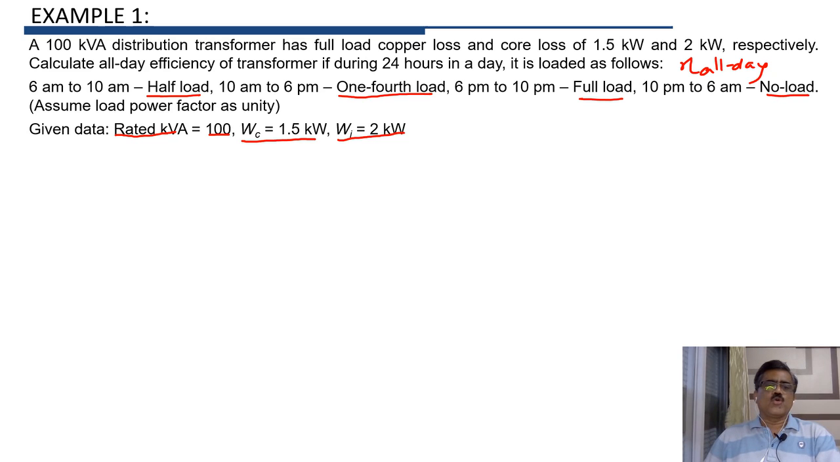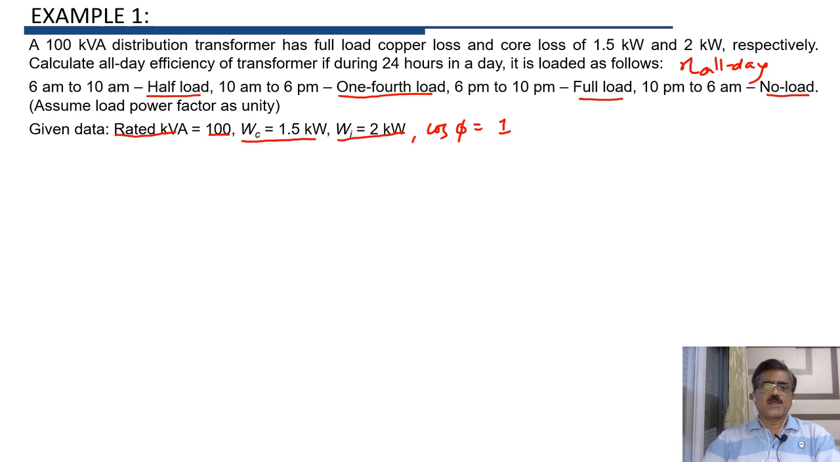Now, assume the load power factor as unity, which means you have to assume that cos phi is equal to 1 for all the loads. Now using this data, we have to calculate the all day efficiency, which is output in kWh divided by output in kWh plus iron loss in kWh plus copper loss in kWh. So we have to determine the output in kWh and the losses in kWh.